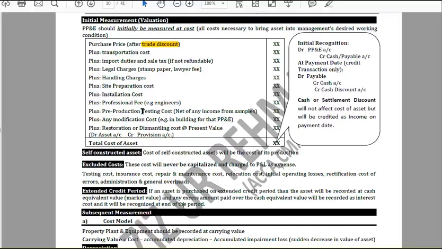I'm repeating this point once again, it's a bit tricky. Testing cost, if you are able to recover your testing cost. For example, as a result of testing, you have produced a few samples and you will sell those samples in the market and you will recover your testing cost. In that case, testing cost will not be added in the cost of the asset. So testing cost, if recovered, will become an excluded cost.